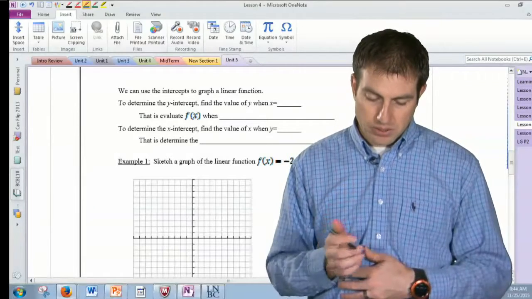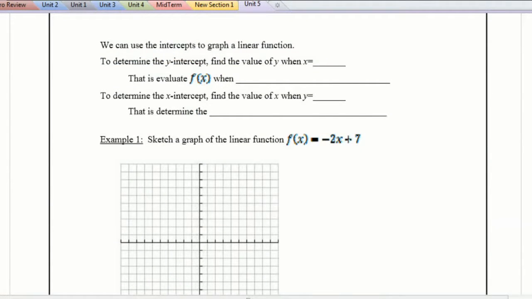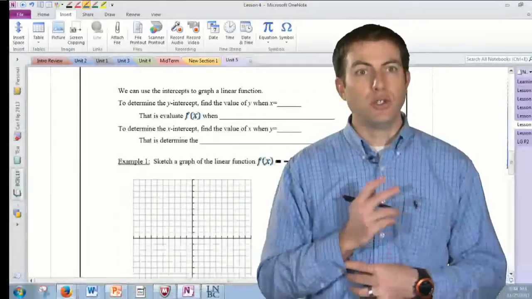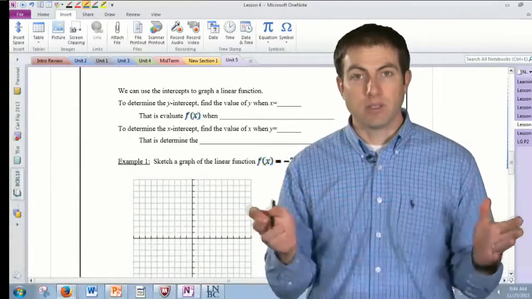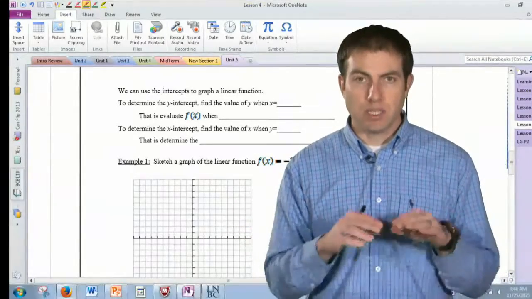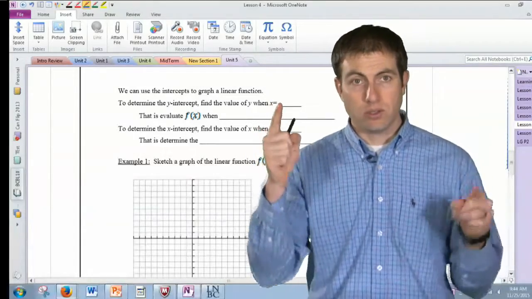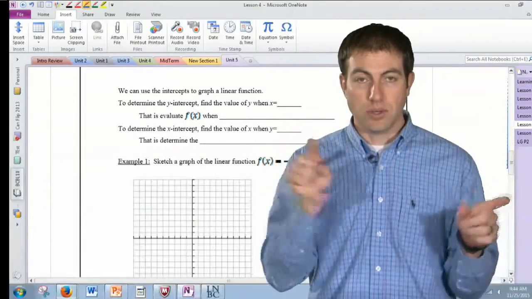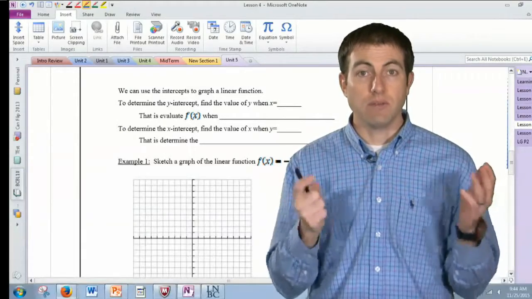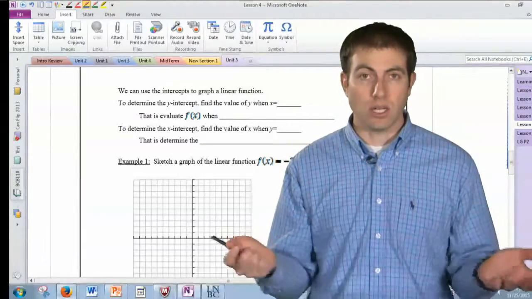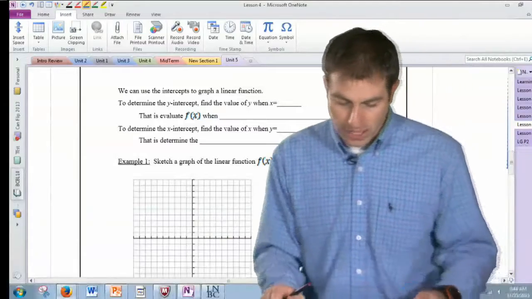So we can use the intercepts to graph a linear function. We only need 2 points ever to graph a line. If it's going to be a linear function or a straight line, if you have 2 points, you can always join those 2 points wherever they are with a straight line. So if we have 2 points, we can draw a line on a graph. So let's look at how we can do that.